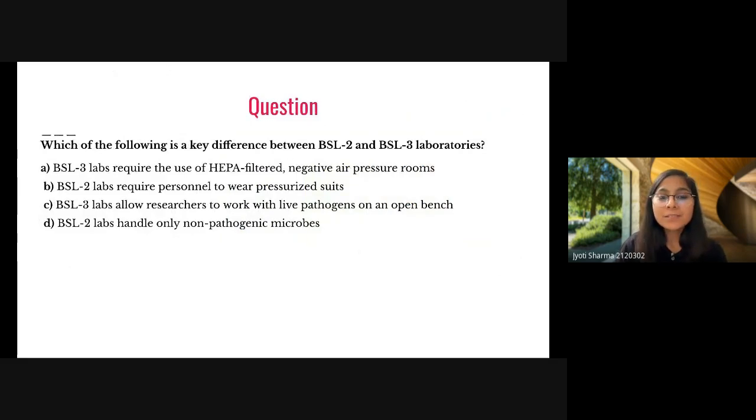What is the key difference between BSL-2 and BSL-3 laboratories? The four options are: A, BSL-3 labs require the use of HEPA, which is nothing but a high efficiency particulate air filtered, negative air pressure room. B, BSL-2 requires personnel to wear a pressurized suit. C, BSL-3 labs allow researchers to work with live pathogens on an open bench. And D, BSL-2 labs handle only non-pathogenic microbes. So you have to tell me the difference between BSL-2 and BSL-3.